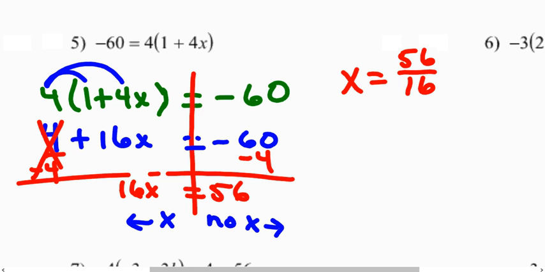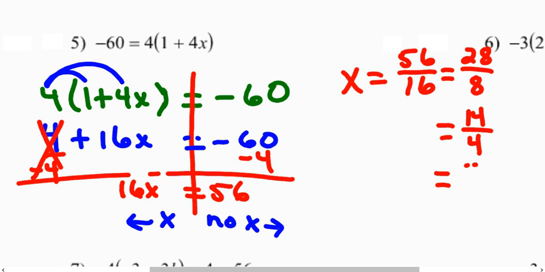I'm going to start by dividing by 2, both top and bottom, so that would give me 28 over 8. I'm going to keep dividing by 2. 28 divided by 2 is 14, and 8 divided by 2 is 4. Keep going. 14 divided by 2 is 7, and 4 divided by 2 is 2. So I can't really go any further than that. 7 and 2 are both as low as they can go. They're both prime numbers. So my final answer is 7 divided by 2.